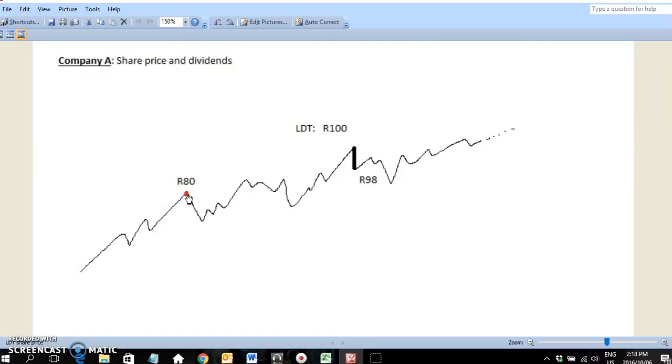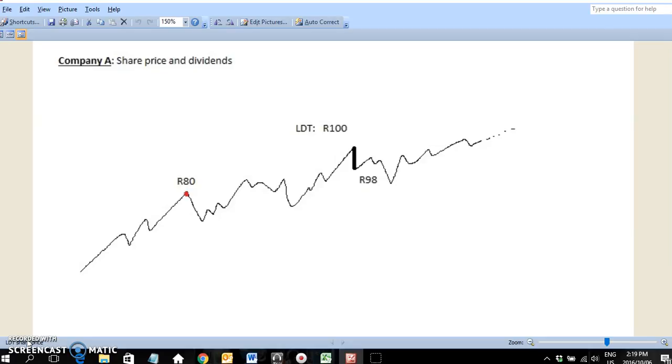So how does that 80 Rand share price get determined? Remember, 1 million shares were issued, so there's 1 million shares out there owned by shareholders. It could be 1 million shareholders owning 1 share each, or it could be 2 big shareholders owning 500,000 shares each, or any combination in between.